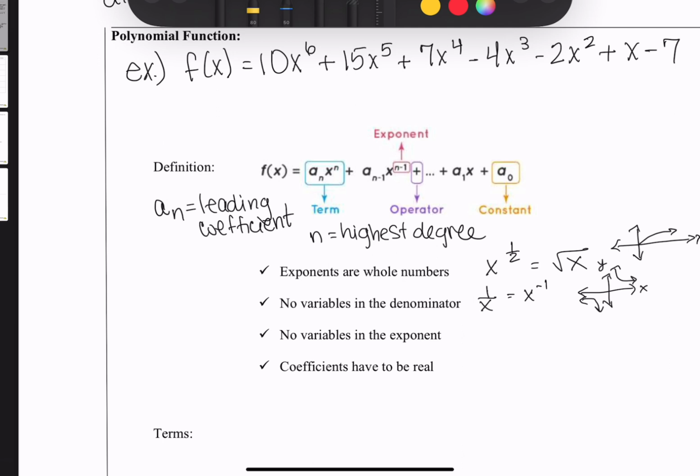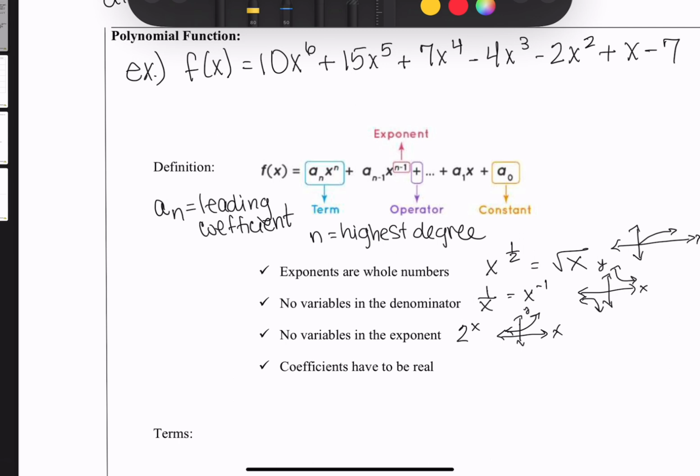Okay, another one is that there are no variables in the exponent. So for example, if I gave you 2 to the x power, we actually call this an exponential function. You've learned this before, but I'm not expecting you to know this. An exponential function looks something like this and has a thing called an asymptote. We'll get into that later, but it's not a polynomial function.